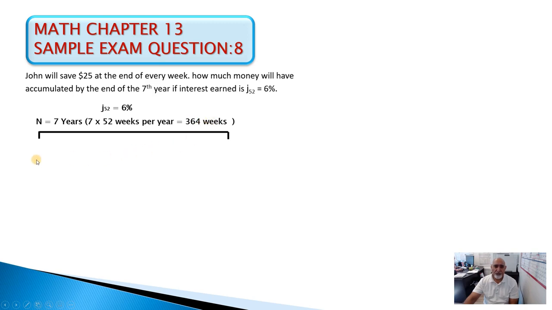So what are we looking for? Do we have PV? Well, PV is 0 because he's got no money savings at the start. But he has $25 every week, and we're looking for FV.